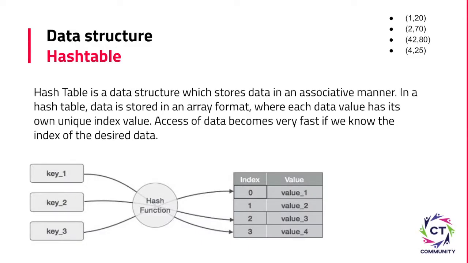Well, what is a hash table? A hash table is a data structure which stores data in an associative manner. In a hash table, data is stored in an array format where each and every data value has its own unique index value. So that means whenever you are going to access, delete, or insert data, it will become very fast.